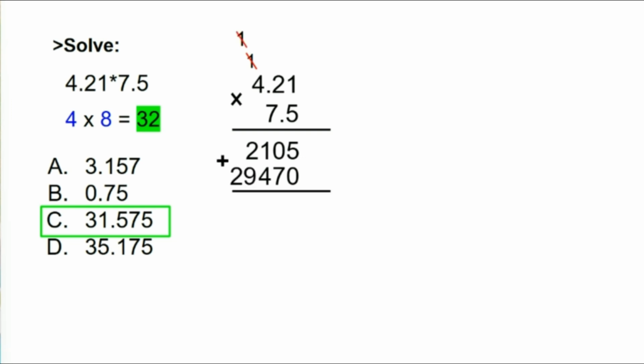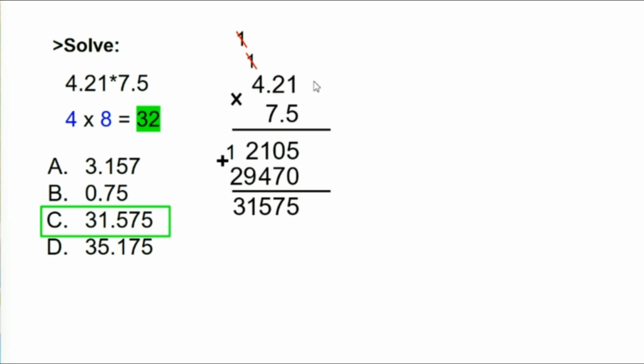Now we add. 5 plus 0, 5. 7 plus 0, 7. 4 plus 1, 5. 9 plus 2, 11. Carry the 1, drop a 1. 2 plus 1, 3. Now, to find where to put the decimal points, we count the decimal places.